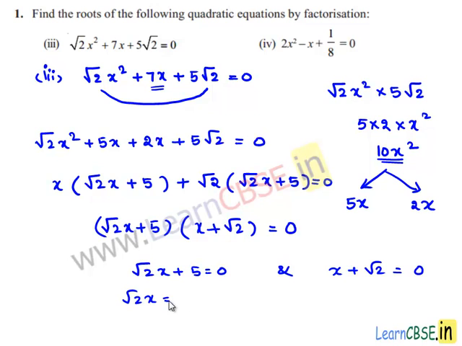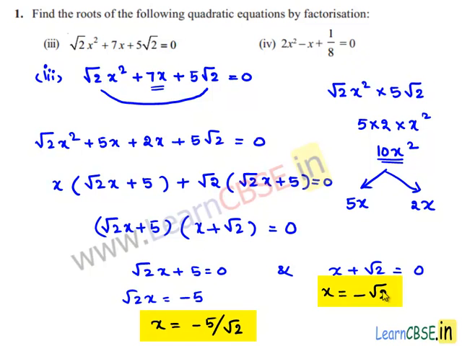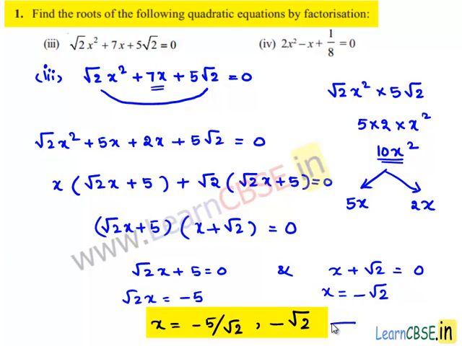Root 2x is equal to minus 5, and x is equal to minus 5 divided by root 2. And here x will be minus root 2. Therefore, x is equal to minus 5 by root 2, comma, minus root 2 are the roots of the given quadratic equation.